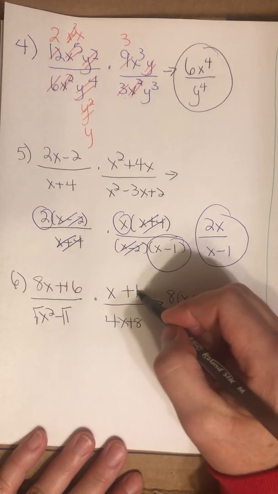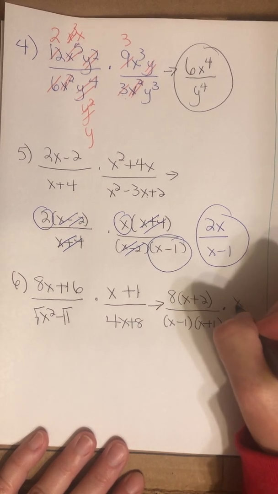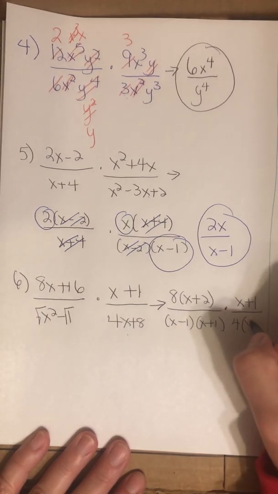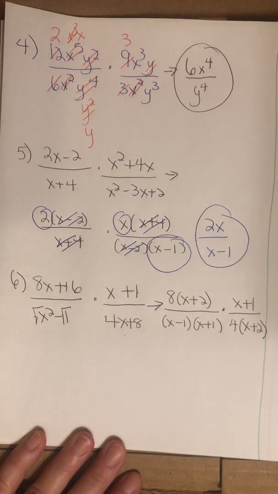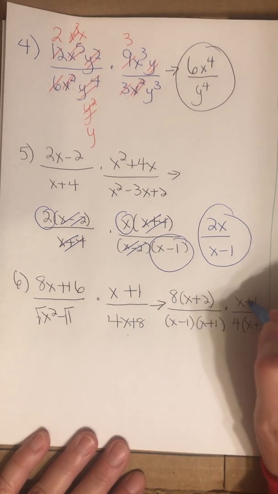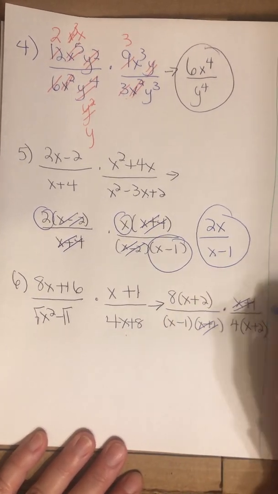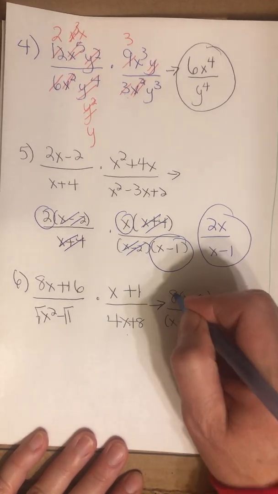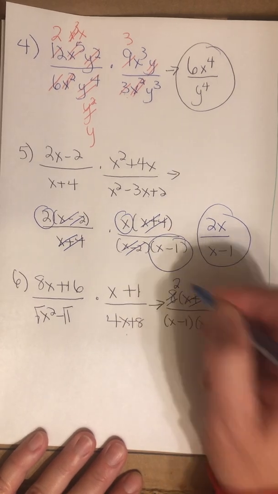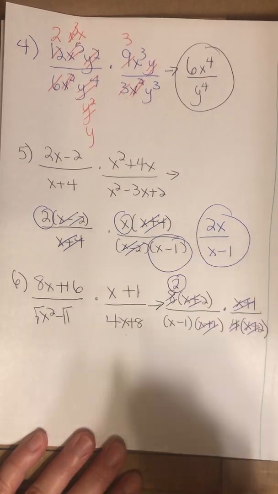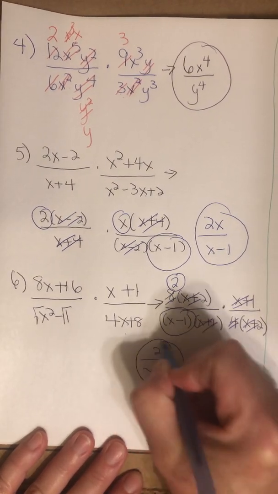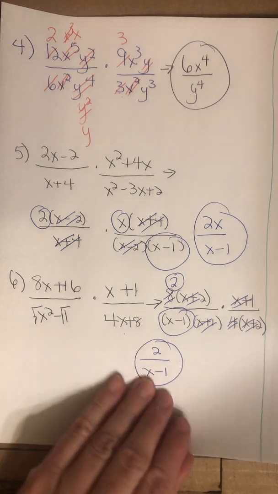The numerator on the right does not factor, and the denominator on the right has a greatest common factor of 4. All right, let's cancel. X plus 1 numerator, denominator, x plus 2 numerator and denominator, a 4 in the denominator cancels from the 8 and leaves a 2. I think I'm done. I think I have a 2 in the numerator and an x minus 1 in the denominator. Final answer. Awesome. Let's move on to the division problems.